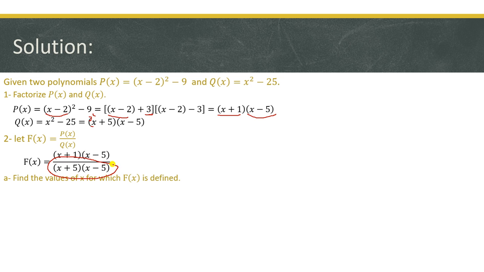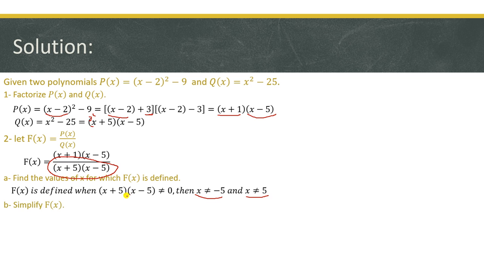So f of x is defined when x plus 5 into x minus 5 does not equal 0. So x plus 5 does not equal 0. This means x does not equal minus 5. X minus 5 does not equal 0. This means x does not equal 5. And the last one, now you can simplify f of x after finding the domain of definition. So, simplify the common factors. We have x minus 5 in the numerator and x minus 5 in the denominator. So, the answer will be f of x equal x plus 1 over x plus 5.